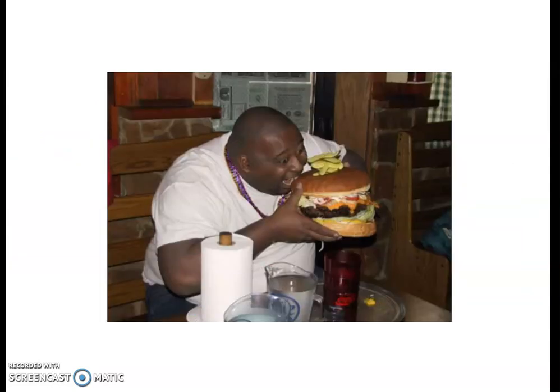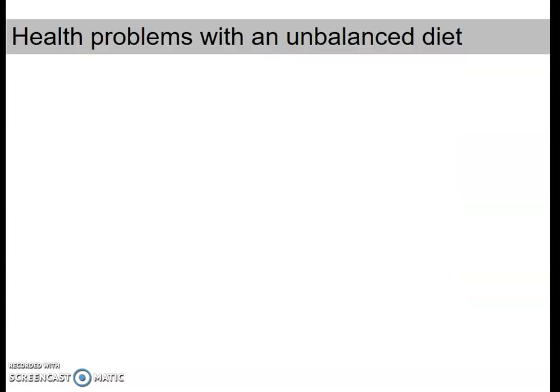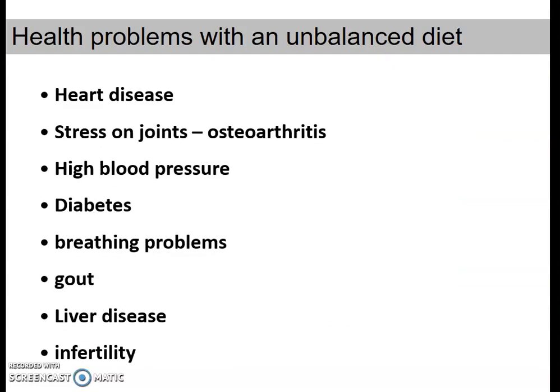As you can see in this picture, eating way too many calories. You need to make sure that you're having that healthy diet to make sure that you're maintaining and looking after your body in the way that it should. Health problems can come with an unbalanced diet. So these are just a list of some of them just simply from an unbalanced diet.